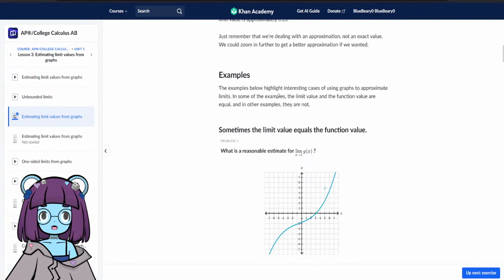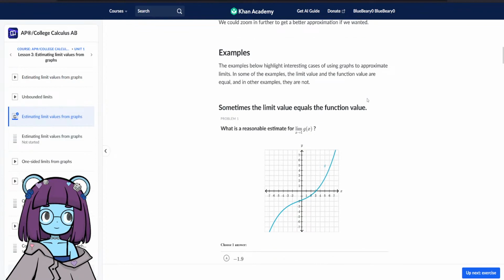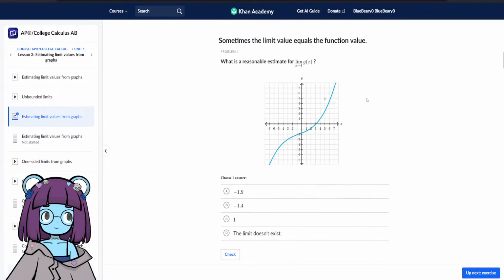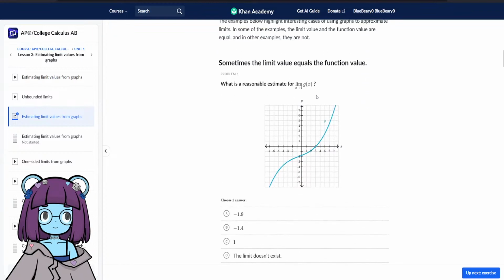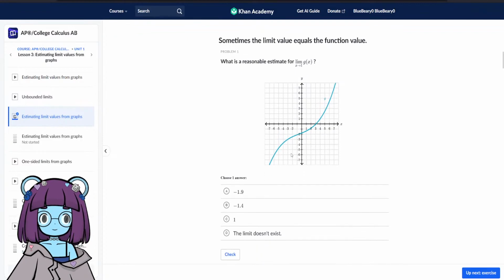The examples below highlight interesting cases of using graphs to approximate limits. In some of the examples, the limit value and the function value are equal, and in other examples, they are not. Sometimes the limit value equals the function value.